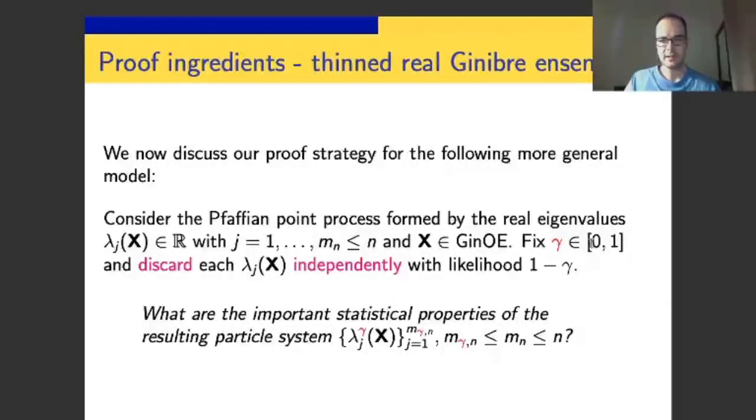So we proved this in much more general context, which is the context of thinned real Ginibre processes. So you start with the real eigenvalues in the real Ginibre ensemble. It is known for about 10 years that those form a Pfaffian point process. Now what you can do is you can thin out the process. Fix your parameter gamma and then throw out each particle independently with likelihood 1 minus gamma. That yields another point process. Now you compute statistical properties of that process.